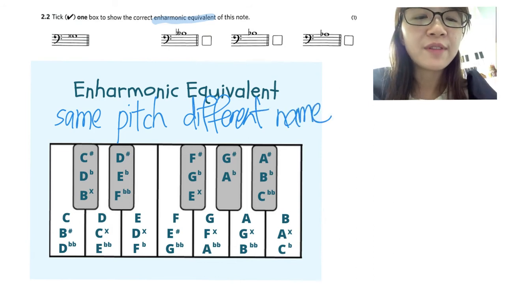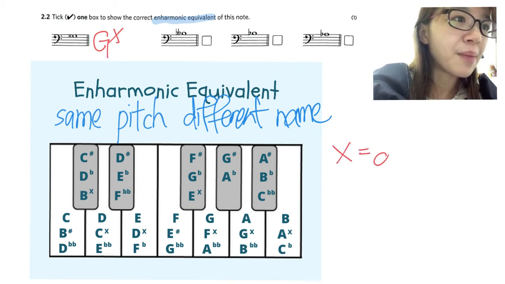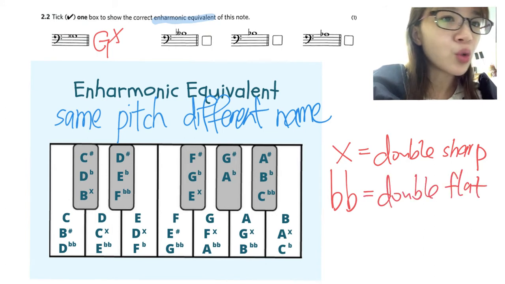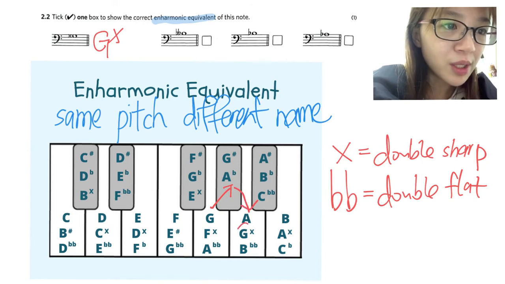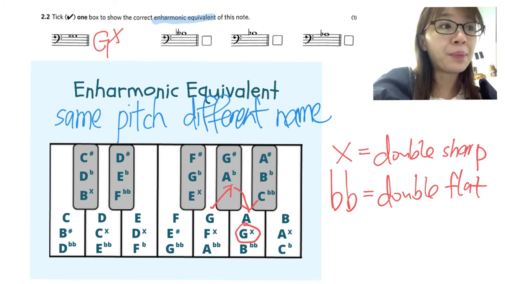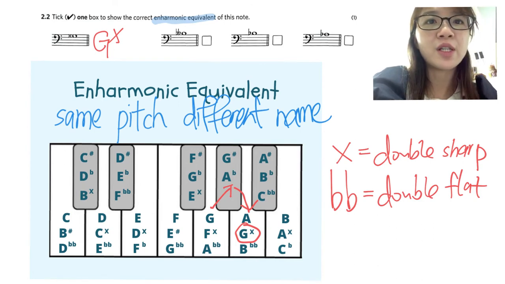For example, you have this bass clef and this is G double sharp. When you have the X, it means double sharp. When you have a double flat, this is the symbol of double flat. G is over here, double sharp, sharp, and sharp again. So this is like A sharp. Try to find the neighbor of it. It is an A note or a B double flat. So the answer is B double flat. This is the correct answer, the first one.